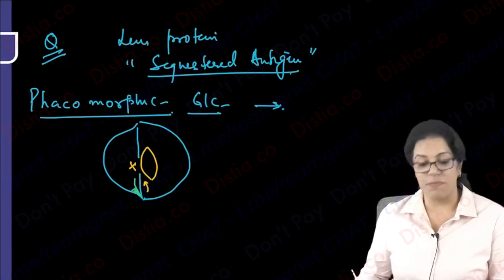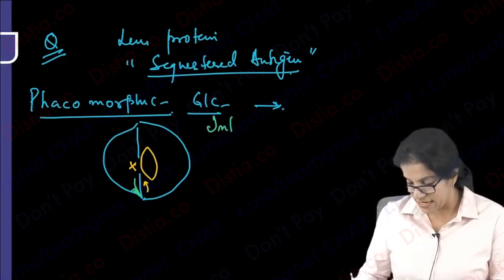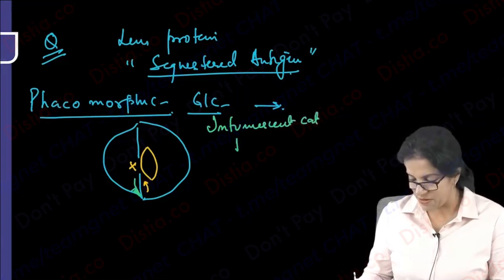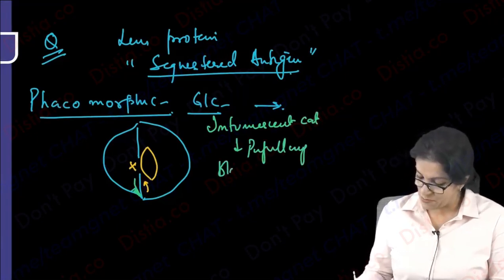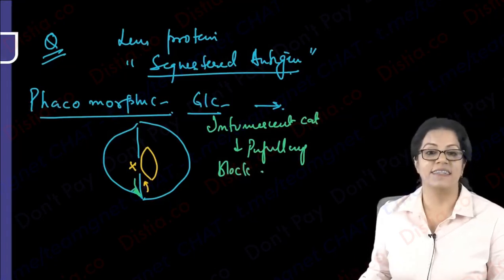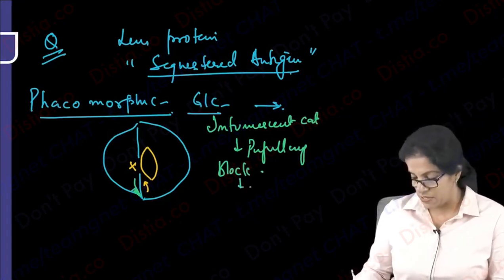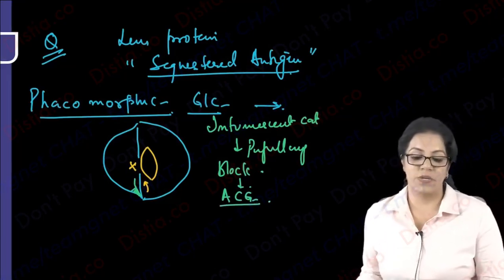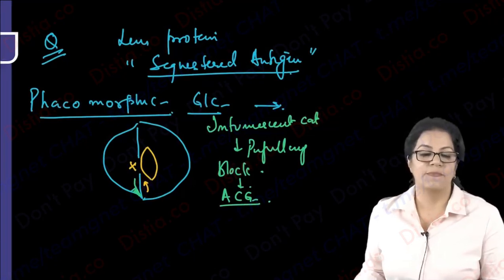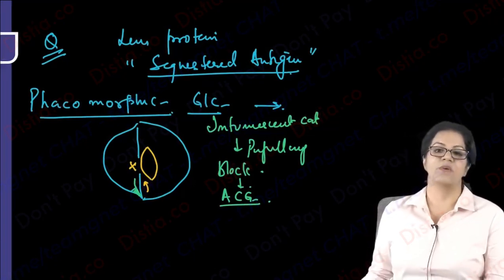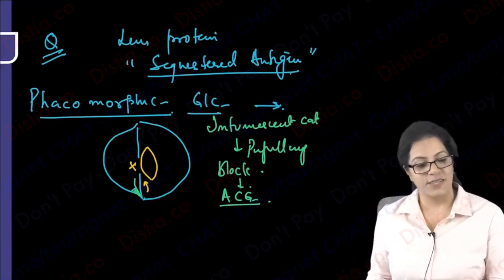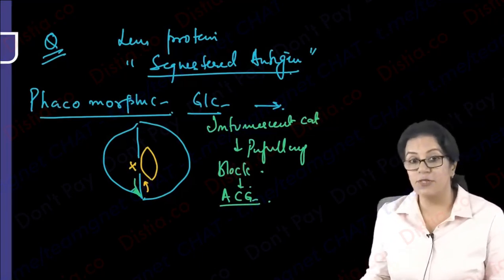So this time what is happening? Let us note down together. Intumescent cataract is causing pupillary block, and this will finally lead to angle closure glaucoma. This is leading to ACG, which stands for angle closure glaucoma. Okay.